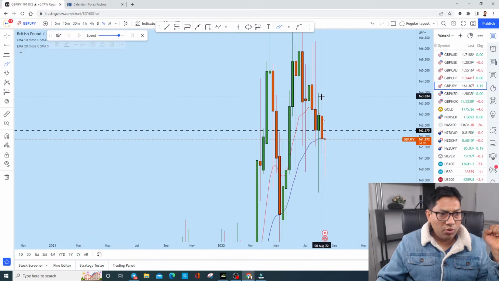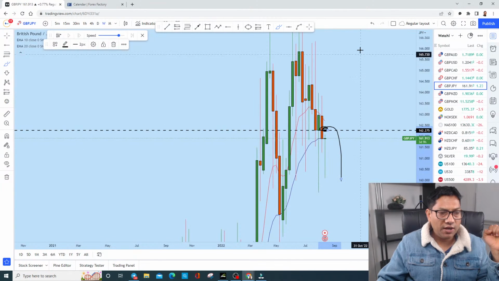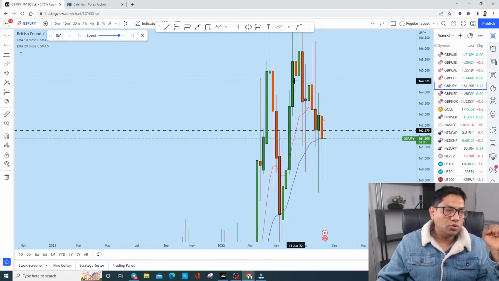But on the weekly, the previous week we have seen this bearish candle. This week the market came down, now going up. So what I think is that it will go up, probably will test somewhere here and then will continue to drop.